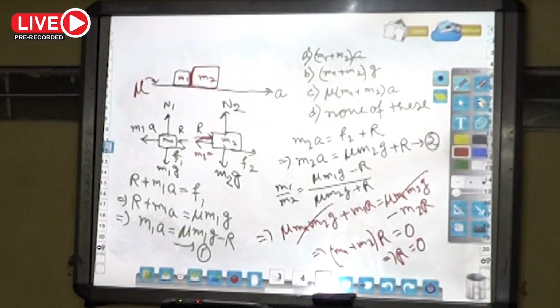I deliberately gave the option none of these, because if I write 0, then anyone will think that there is only a number, so that can be the answer. Whenever there is a none of these option, we have a tendency to ignore that option.